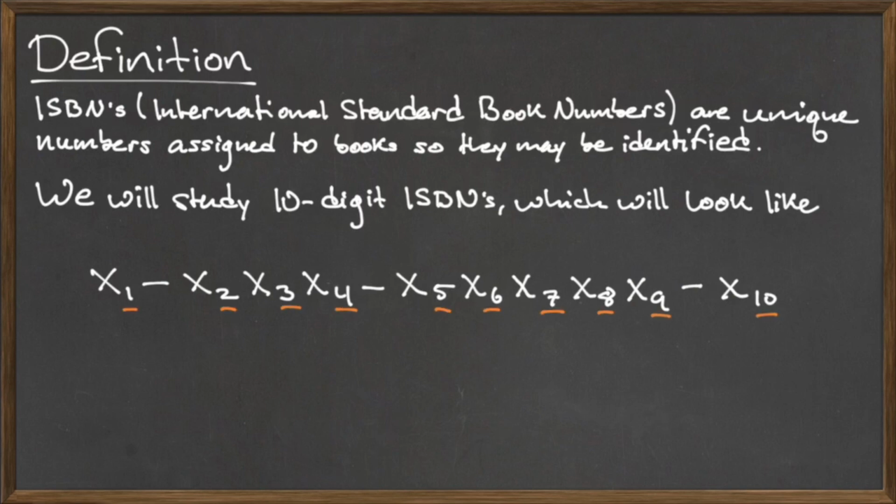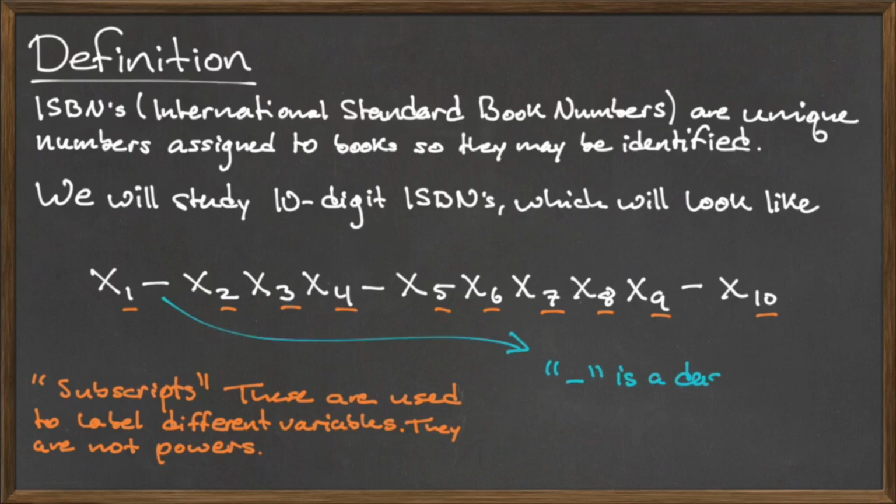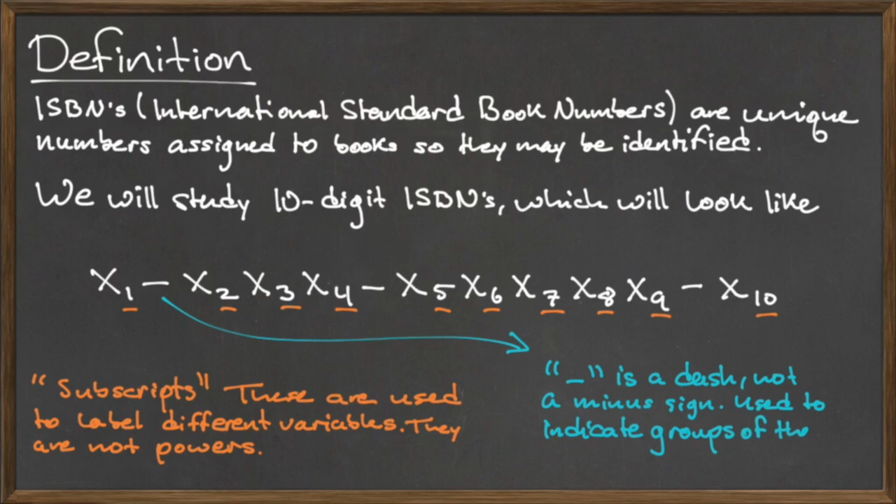The numbers underneath each of the X's are known as subscripts, and we use these to label different variables. Rather than use 10 different variables, we use the same letter X and use a subscript to denote that each one is different. We separate these variables into groups, and we separate the groups with a dash. Note that this dash is used as a group separator and is not to be interpreted as a minus sign.